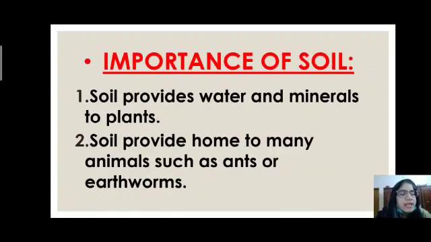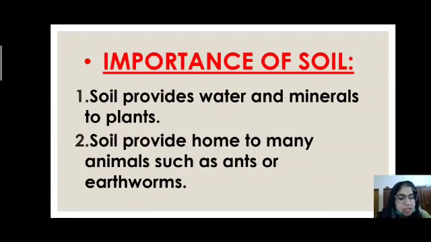Now, if we talk about the importance of soil, why is soil important or what is the importance of soil? Soil is important for all living things. Plants take up water and minerals from the soil to grow and make food. As you all know, plants grow in soil, so the soil provides water and minerals to the plants for their growth. Man and all other animals depend on the food made by plants.